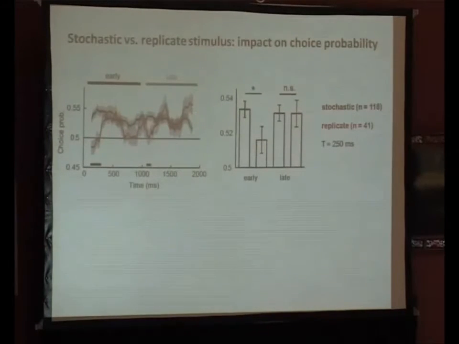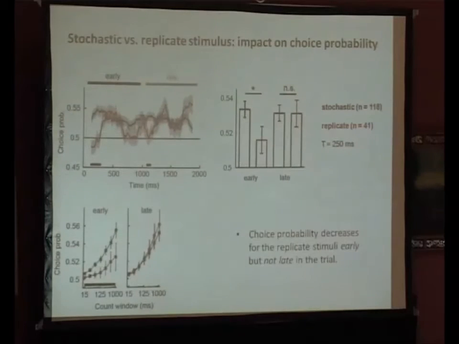The important thing about this prediction is that the choice probabilities for stochastic versus replicate should be different, but they should only be different early in the trial, so in the causal part of the choice probability. However, late in the trial, where the top-down feedback signal dominates choice probability, there should be no difference. And this is exactly what we find, again for different window sizes. So choice probabilities decrease for the replicate stimulus early in the trial, but not late.